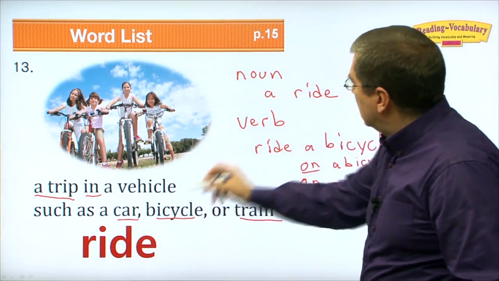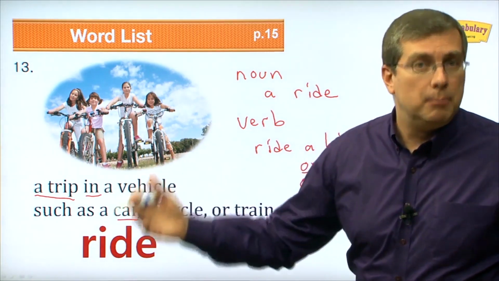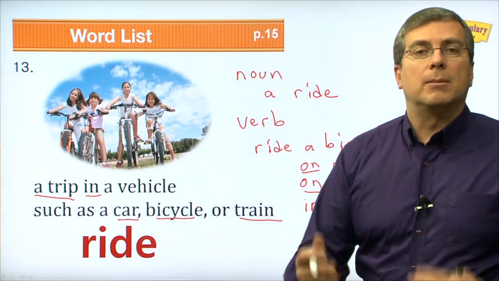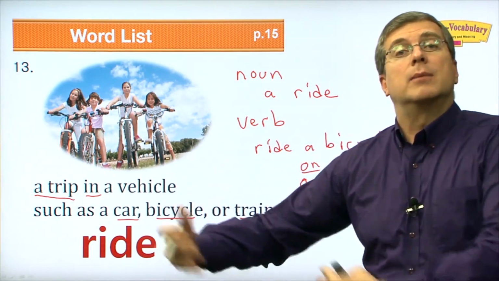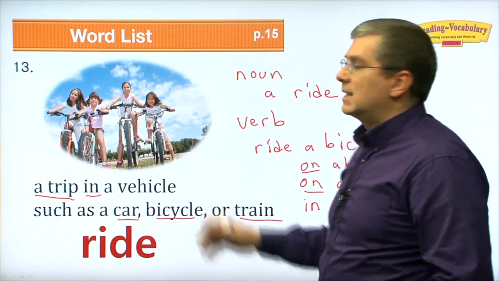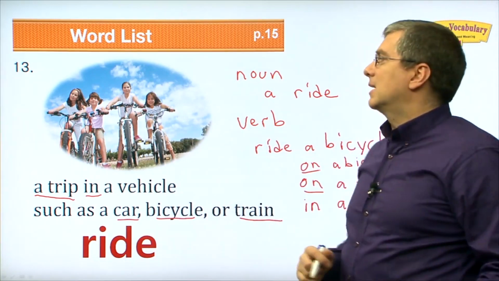So ride can be a noun. Take a ride. Let's go on a bicycle ride. That's a noun. Or verb. Ride on a bicycle. Let's ride on a bicycle. Let's ride in a car. Okay? So ride can mean different things depending how you use it. Okay. Next one.